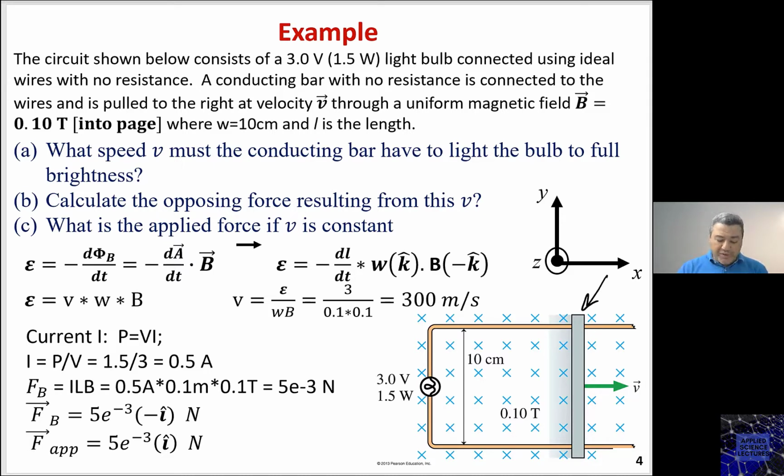The circuit shown below consists of a 3 volt, 1.5 watt light bulb connected with ideal wires with no resistance. A conducting bar with no resistance is connected to the wires and is pulled to the right at a velocity v through a uniform magnetic field B of 0.1 Tesla into the page, where W is 10 centimeters and L here is the length. What speed v must the conducting bar have to light the bulb to full brightness?